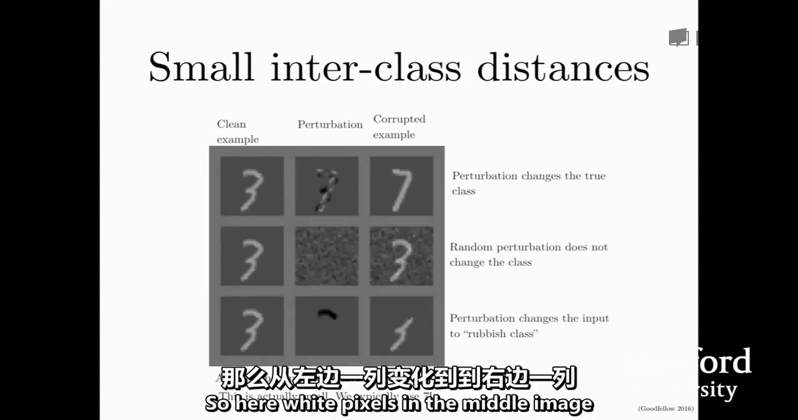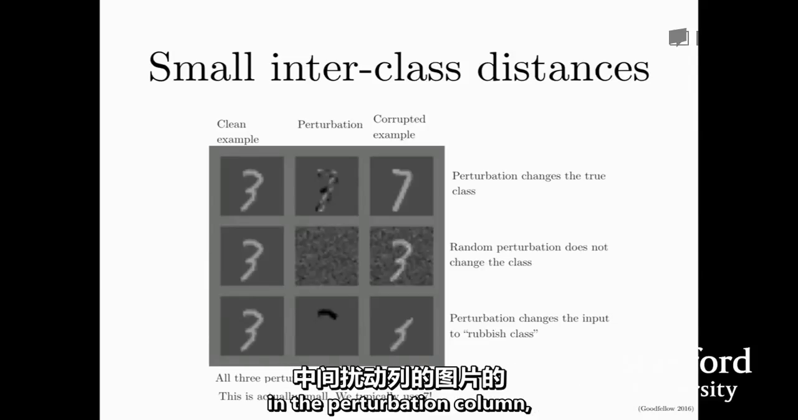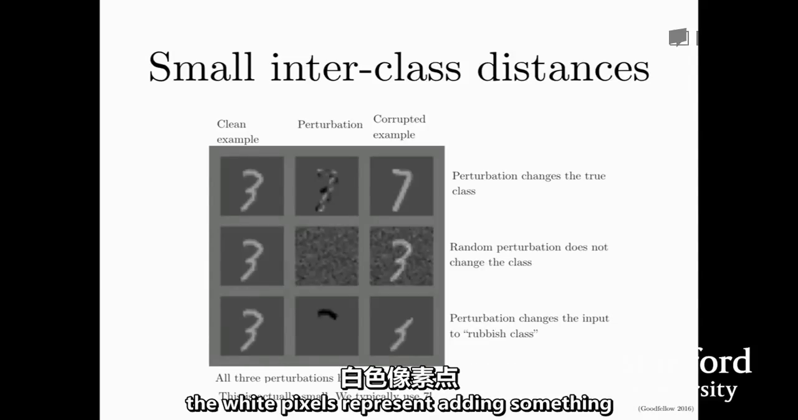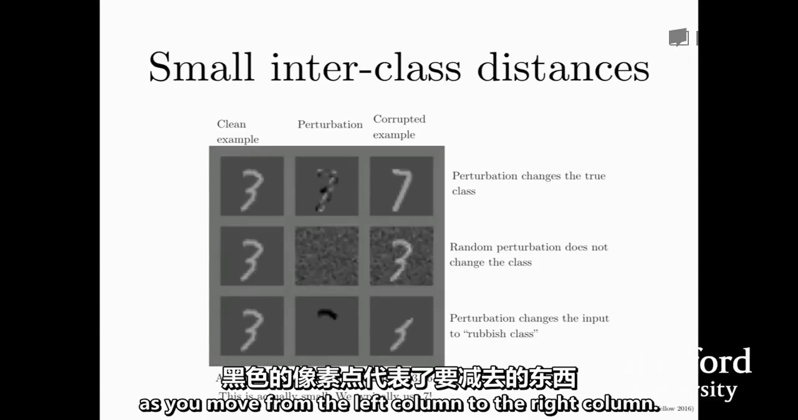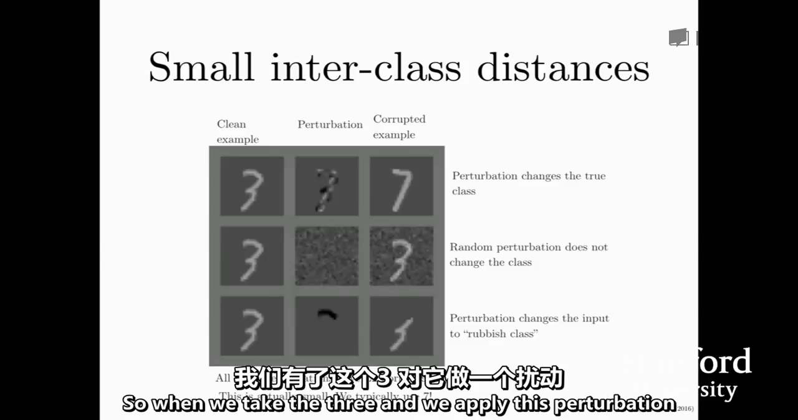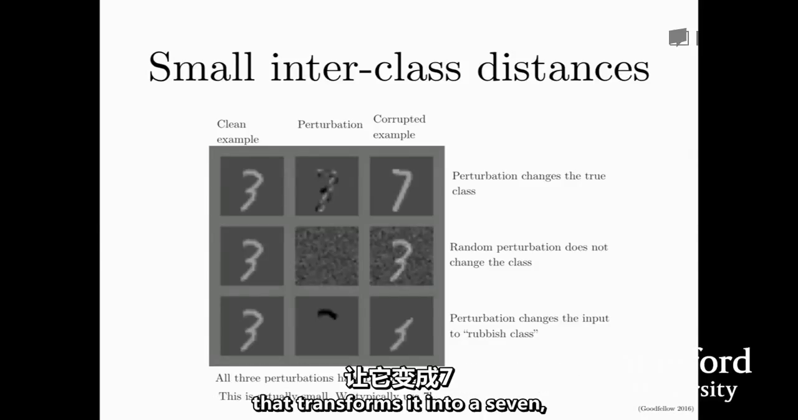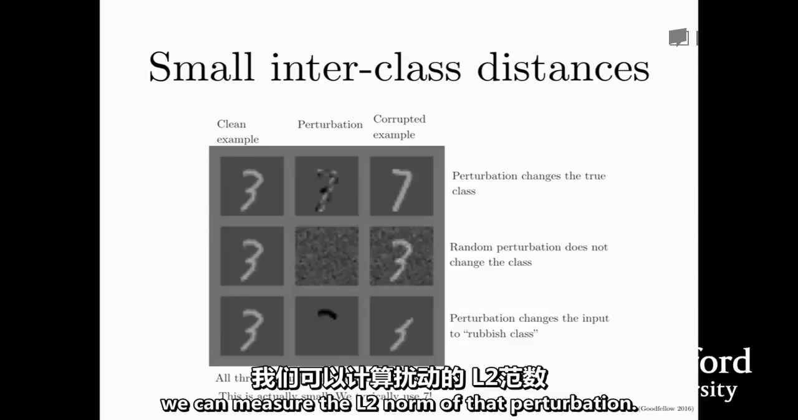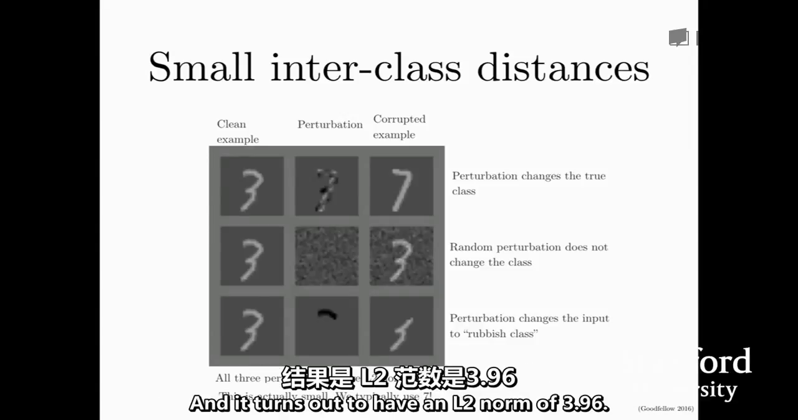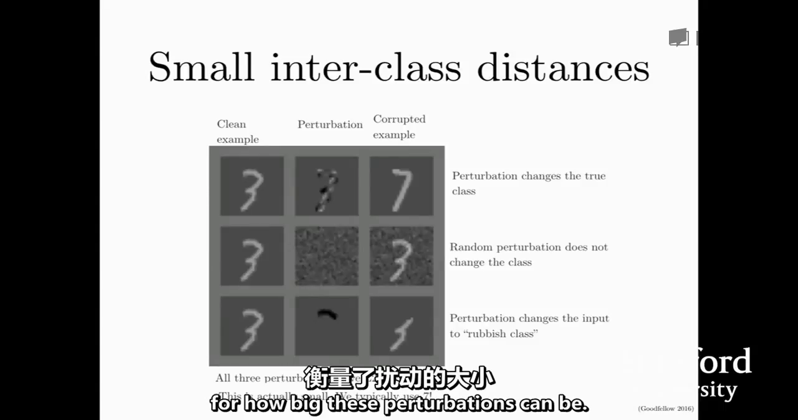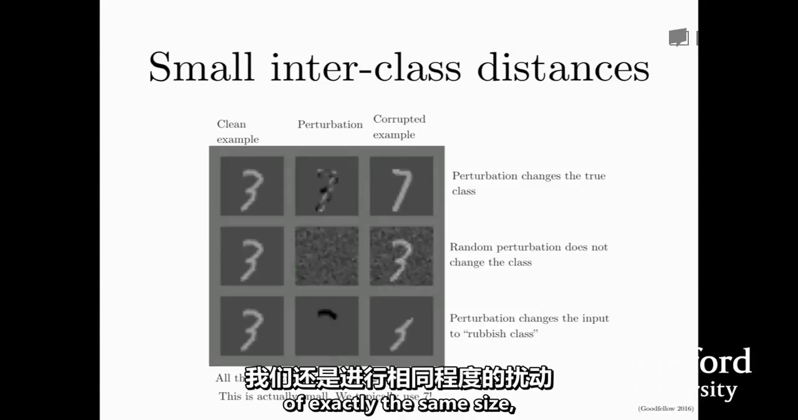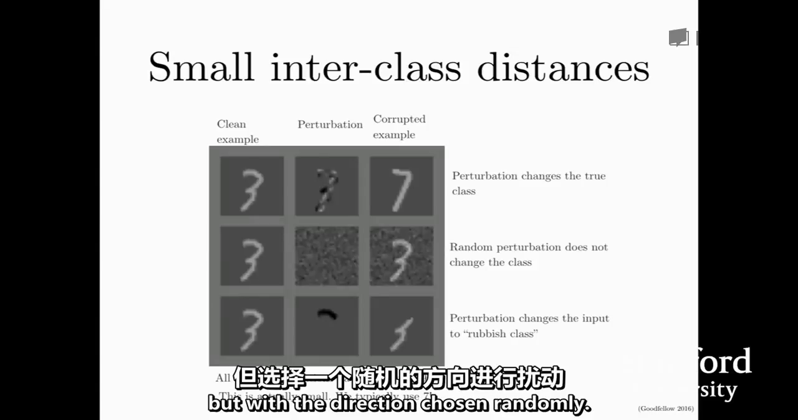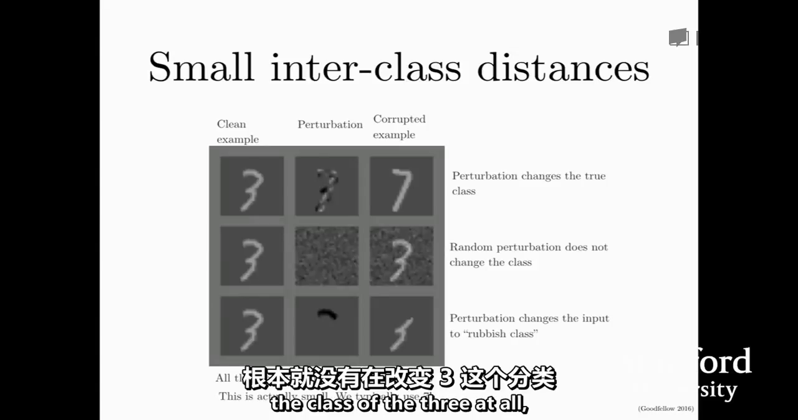So here, in the perturbation column, the white pixels in the middle image represent adding something, and black pixels represent subtracting something as you move from the left column to the right column. So when we take the 3 and we apply this perturbation that transforms it into a 7, we can measure the L2 norm of that perturbation. And it turns out to have an L2 norm of 3.96. That gives you kind of a reference for how big these perturbations can be. In the middle row, we apply a perturbation of exactly the same size, but with the direction chosen randomly. In this case, we don't actually change the class of the 3 at all.